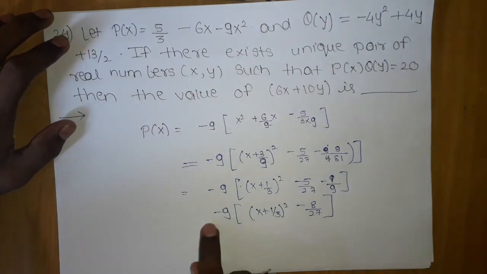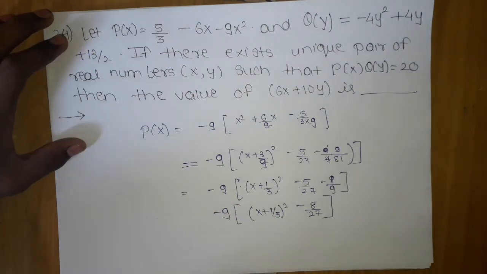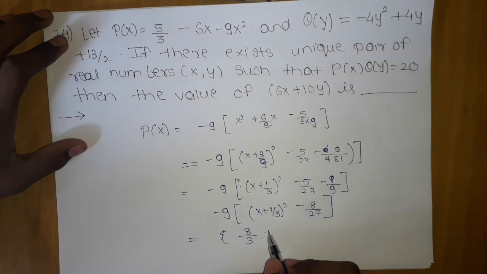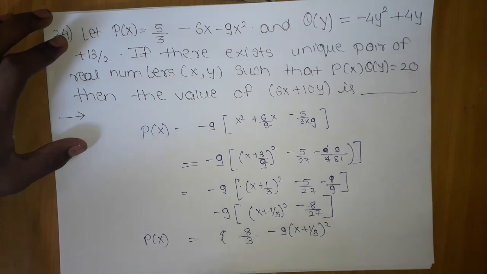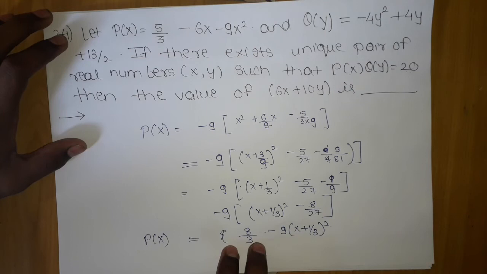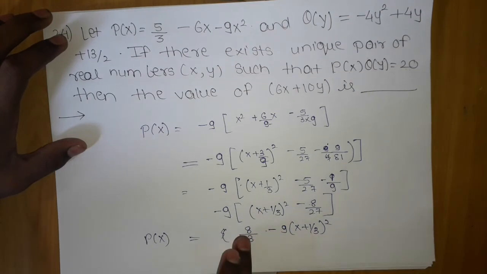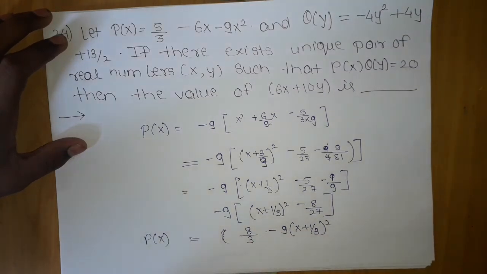Now I will give back this value which I took out. This will become positive, so it will come first: 8 by 3 minus 9 into x plus 1 by 3 the whole square. So you got the p of x. Its max value will be this when the square term becomes 0. If this term comes here, then we will set that its maximum value is this.